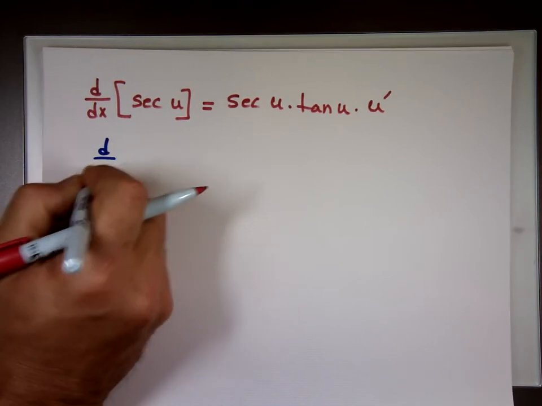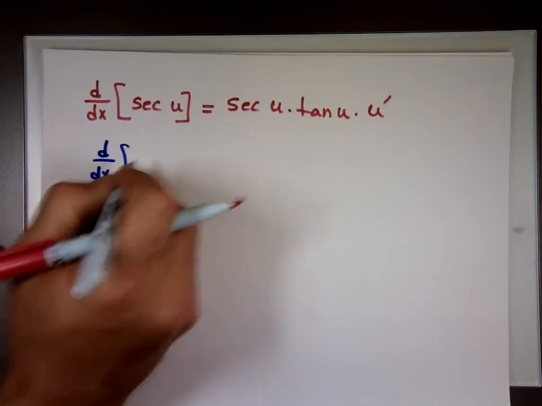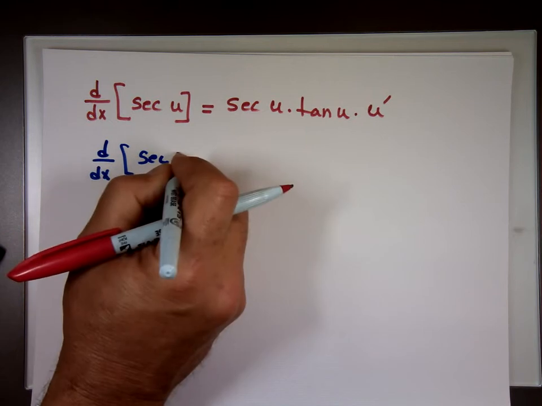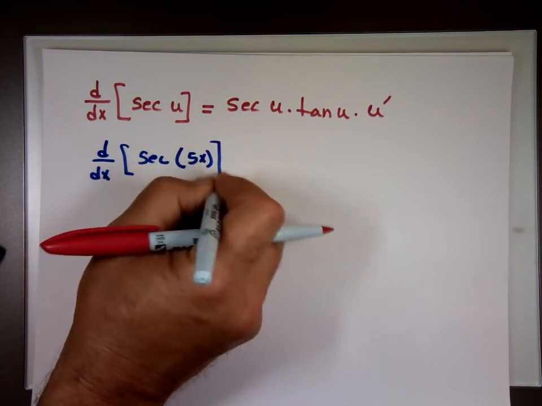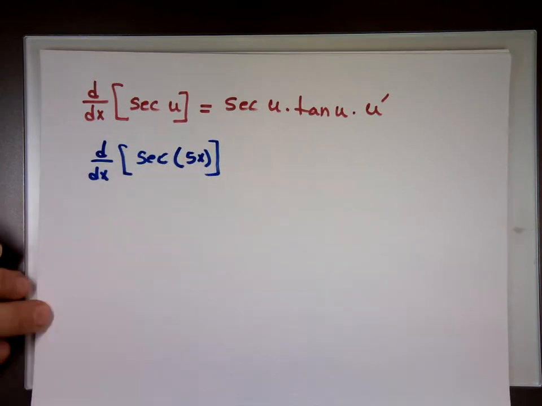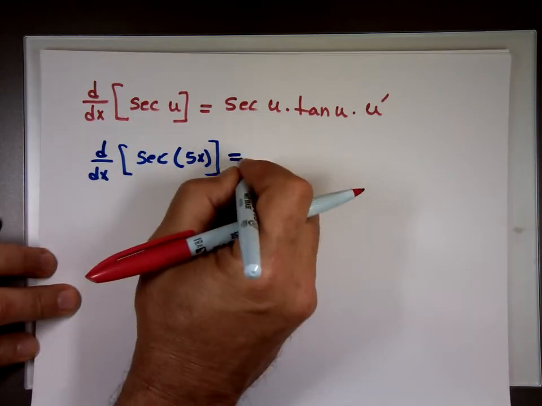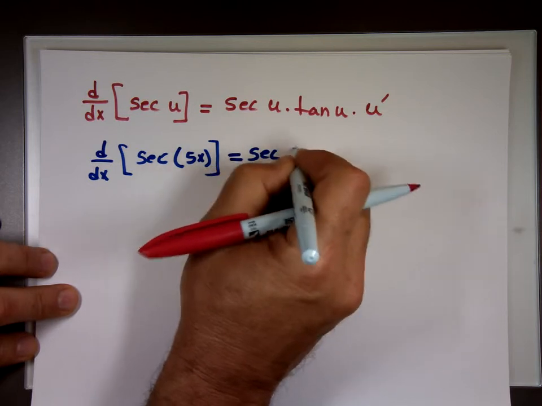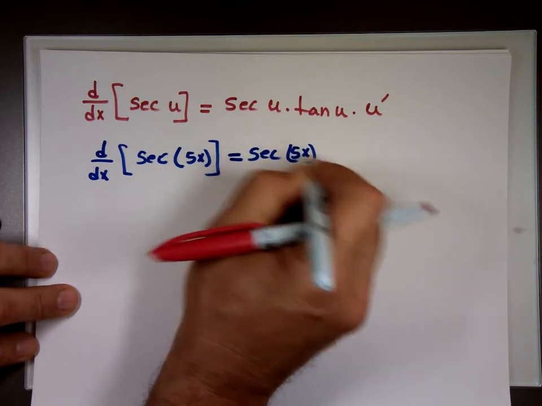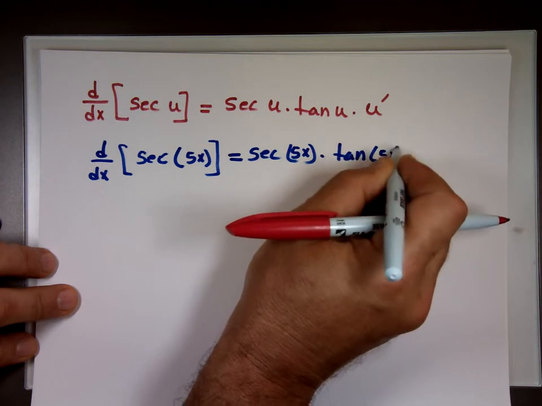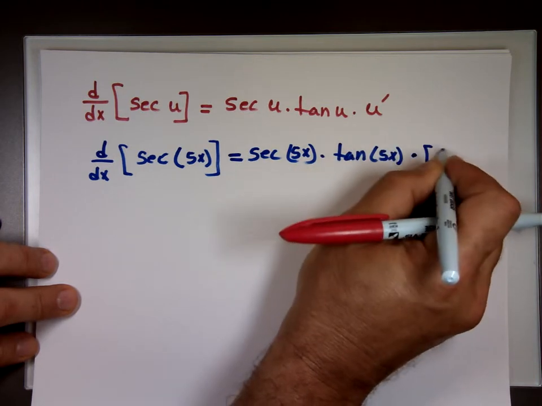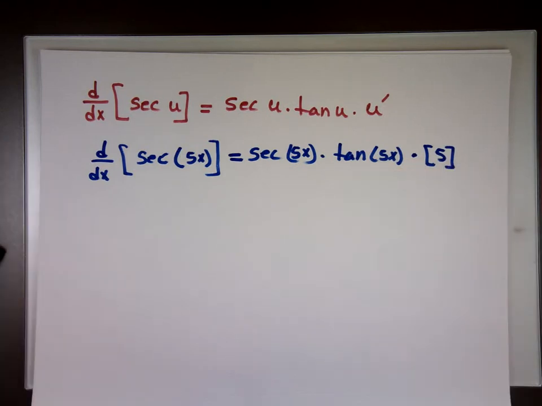I wasn't about to do an example, but it doesn't take that long. Secant 5x. The answer to that is what? Secant 5x, tangent 5x times the derivative of 5x, which is 5. You can move the 5 to the front, make it look nice and neat.